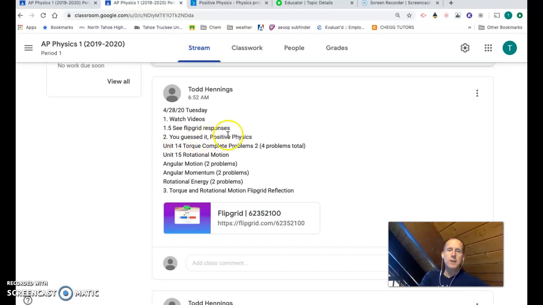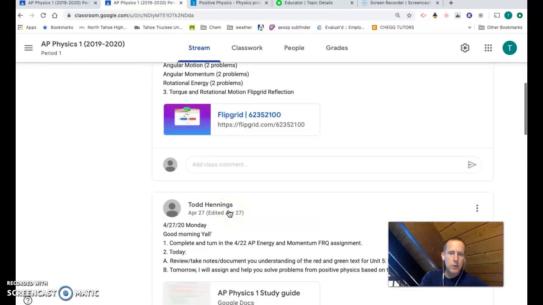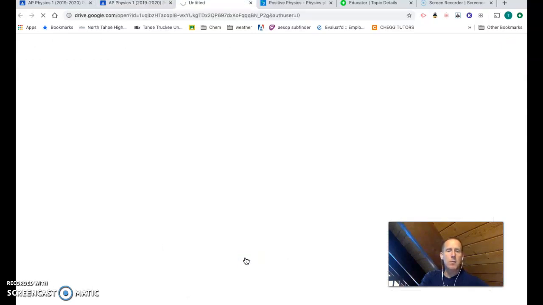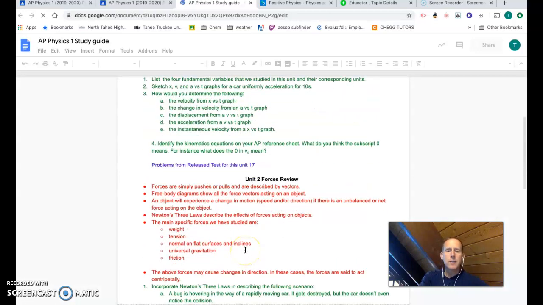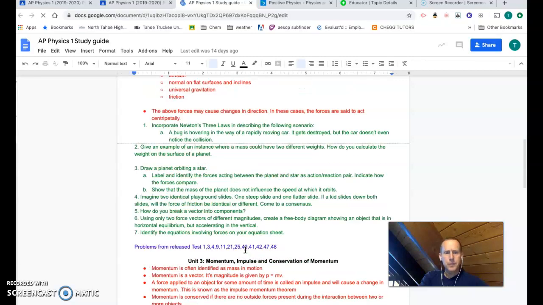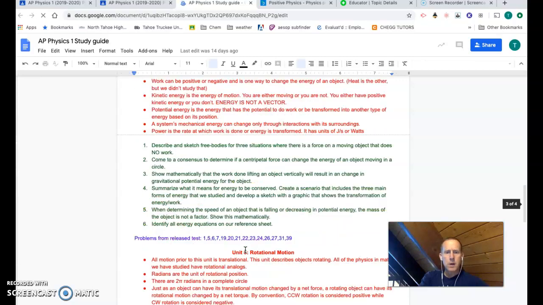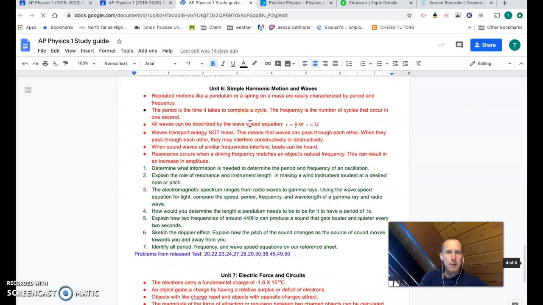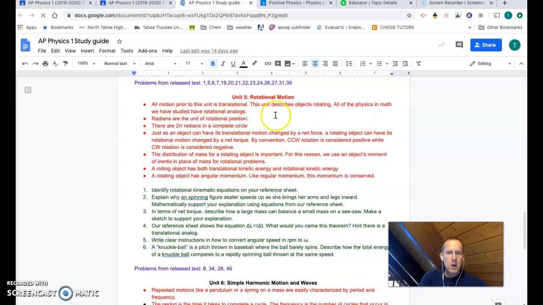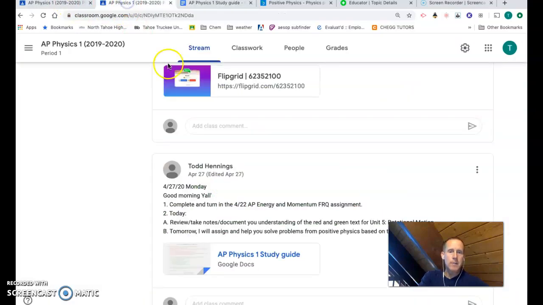Number 2, you guessed it, positive physics. Yesterday you were taking notes, right? Again, on the blue and red aspects of Unit 5, I believe it was. Let's pull it up here. Unit 5, rotational motion. So you reviewed sort of the ideas behind it. A little laggy here. These reviews, today I want you to practice it, and then you can expect I'm going to give you some AP stuff next. Right? So today you're going to do the positive physics version of that.